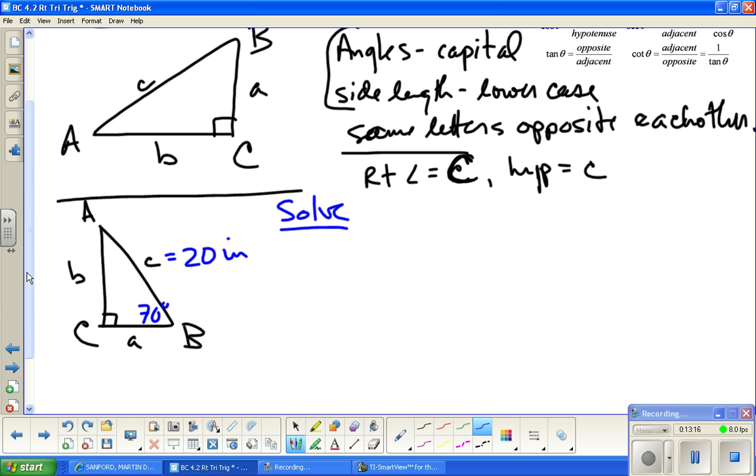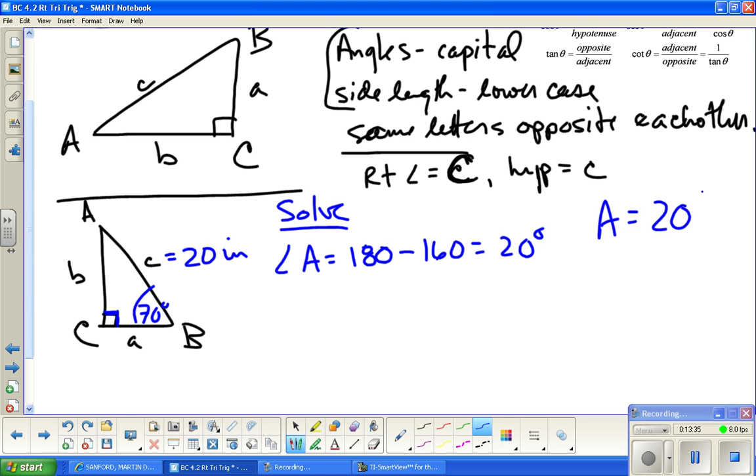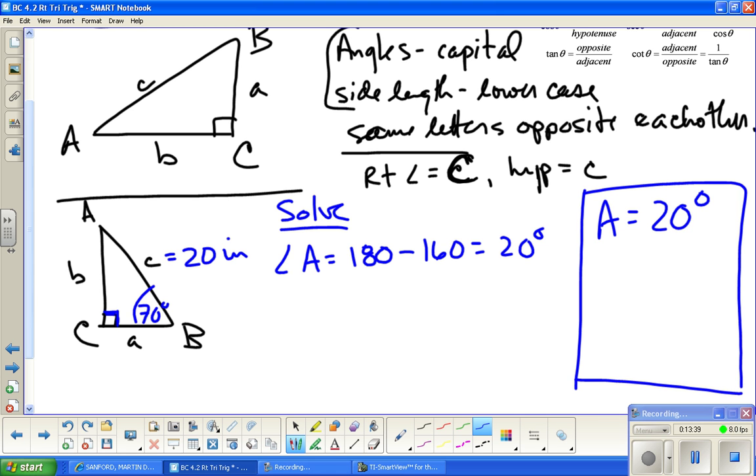In this case, I happen to have one of the angles, and I also know a right angle. So remember, the angles inside a triangle have to add up to 180. So angle A is going to be equal to 180 minus 160, so 20 degrees. Okay, so A is 20 degrees. We'll just reserve a little spot for the stuff we need to know.